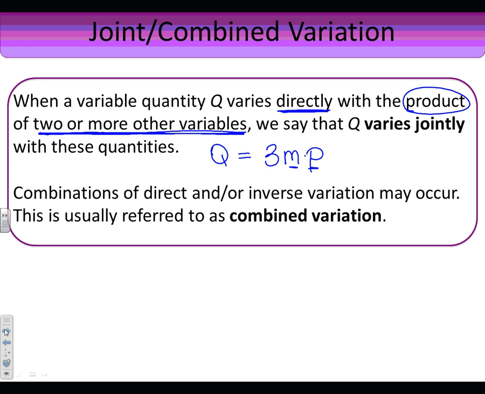And then if we have direct and inverse all in the same problem, we call that combined variation. So in class, we're going to do some examples of real-world problems where we can use direct, inverse, and combined variation. So please make sure you have all those definitions and those basic examples written down, because then we're just going to jump right in and use those in class.